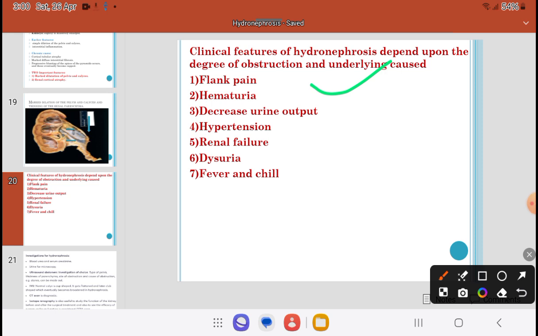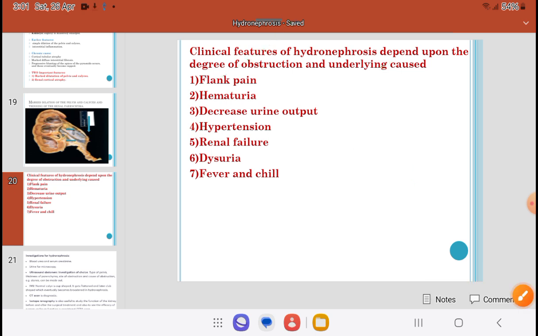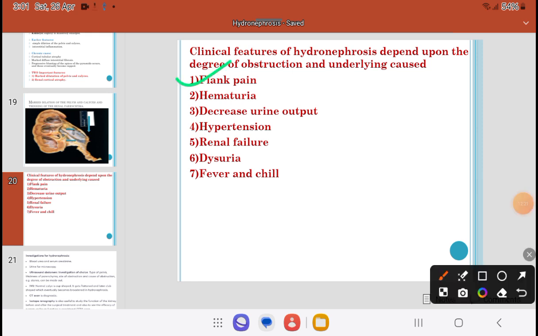A patient having hydronephrosis, what signs and symptoms are present? We can confirm the diagnosis from the clinical features. So the clinical features of hydronephrosis depend upon the degree of obstruction and the underlying cause. The first feature is flank pain. Flank pain may be dull aching or colicky. And hematuria, which means there is blood in the urine. And third is decreased urine output. Of course, there is obstruction in the urine flow that leads to decreased urine output.